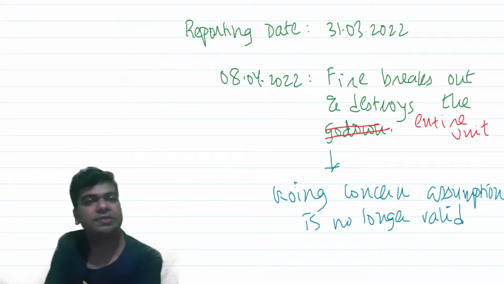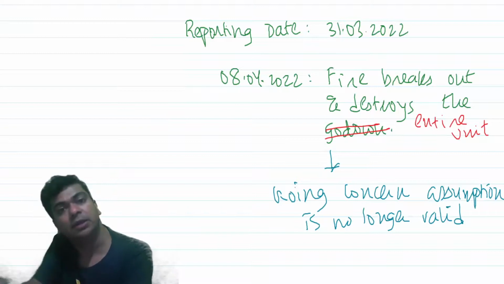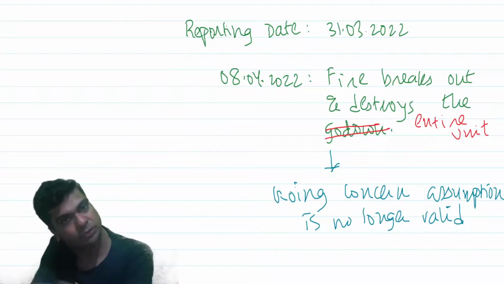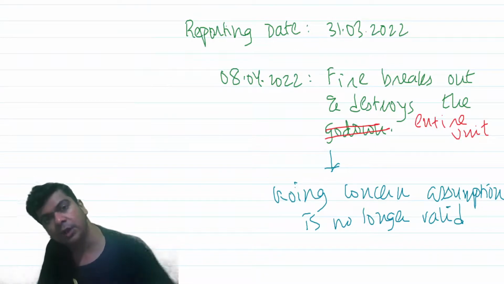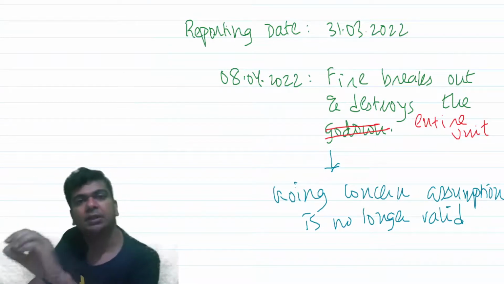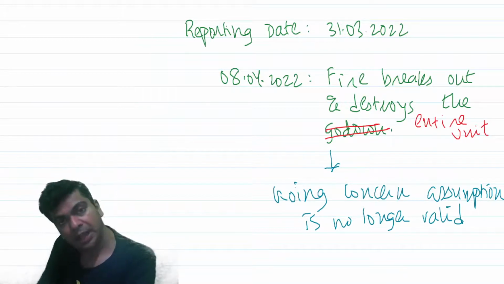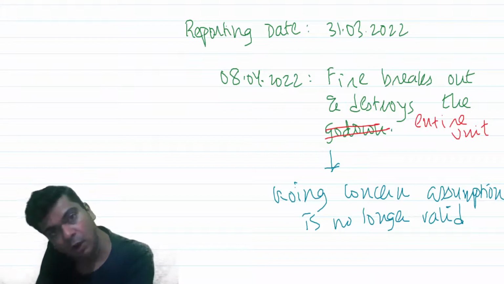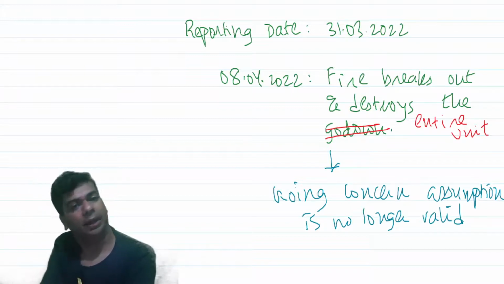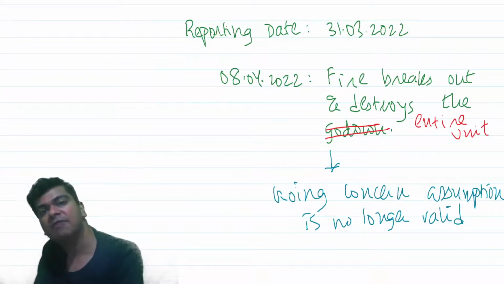In one of the earlier examples, we were saying that the debtor owned a factory and the factory was destroyed by the earthquake and the debtor declared itself to be insolvent. Something similar to that over here. We are not declaring ourselves insolvent, but something similar. The fire was so major that my entire business has been ruined. Now I am of the view that I have no other alternative except closing down the entire business. Then the going concern assumption is no longer valid.